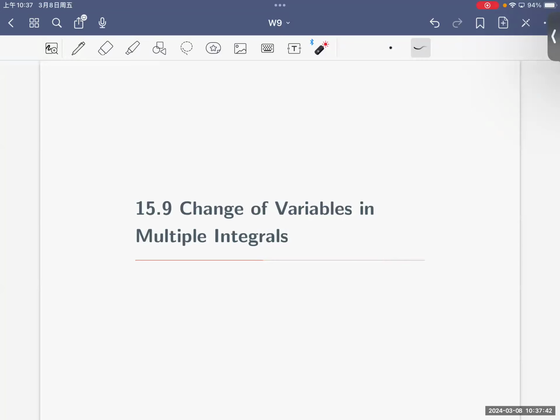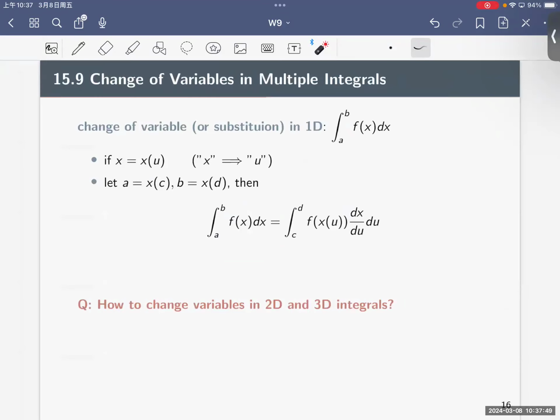So next, the last section of chapter 15 is change of variables in multiple integrals. This will actually be a summary of all the coordinate systems we're talking about. In 2D space, we have two coordinate systems: polar coordinates and Cartesian, or rectangular, coordinates. In 3D space, we have rectangular, cylindrical, and spherical. So this somehow helps us relate them together.